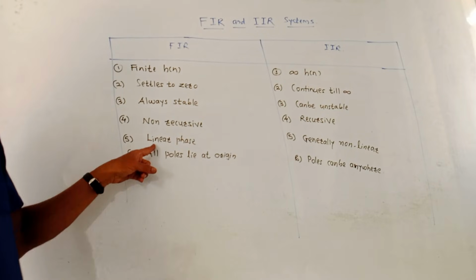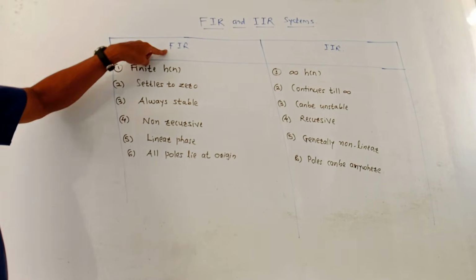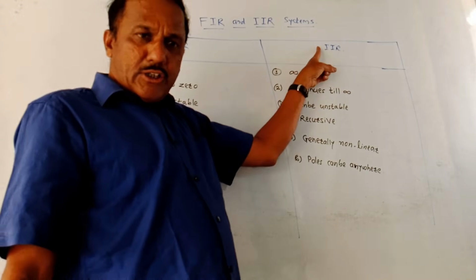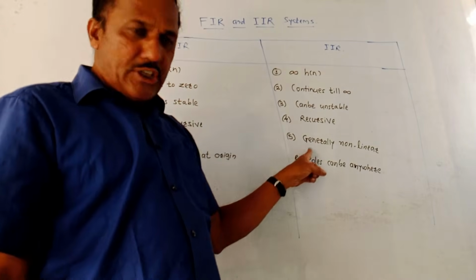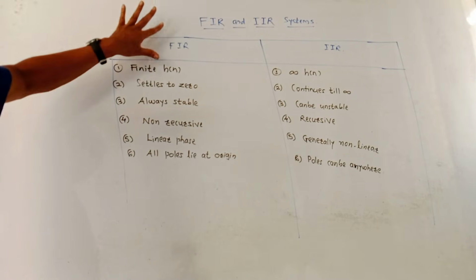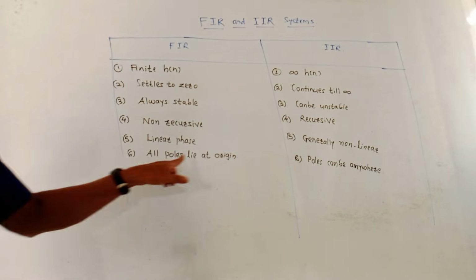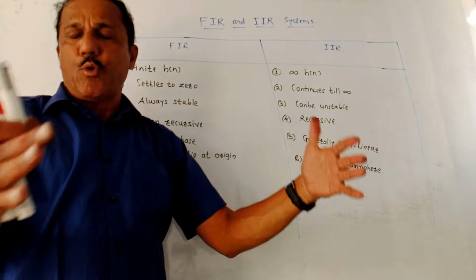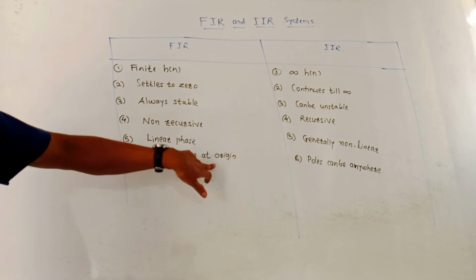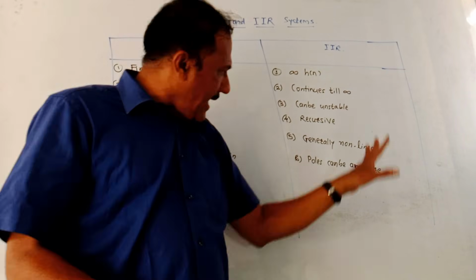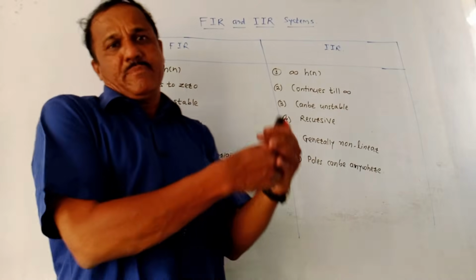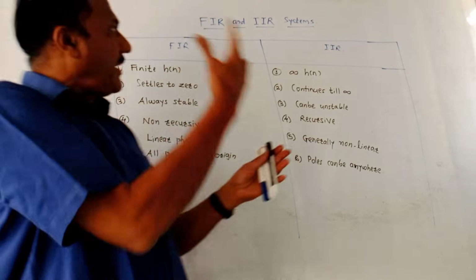Next is, in case of FIR filter, we always get a linear phase response, whereas in case of IIR, the response is generally non-linear. And an important characteristic of FIR is all poles lie at origin. We know that poles are the roots of the denominator term. So in case of FIR, all poles lie at origin, whereas in case of IIR, poles can be anywhere, not necessarily only at origin. So this is the comparison between FIR and IIR systems.